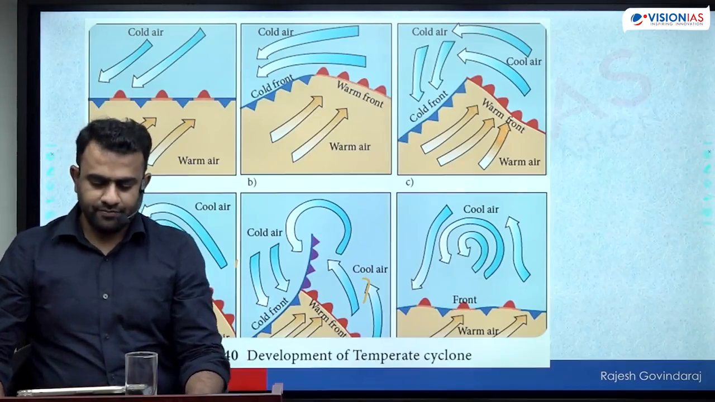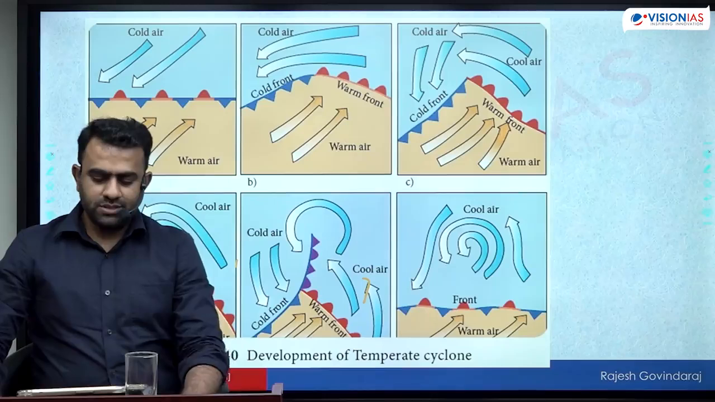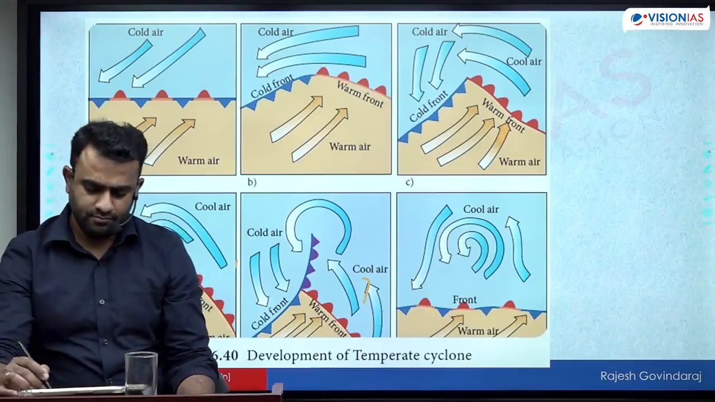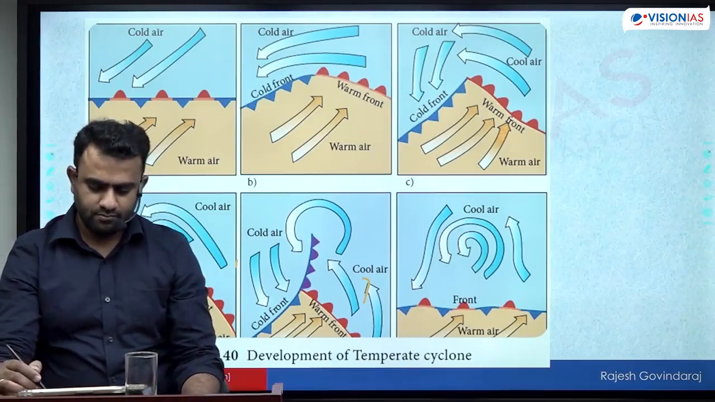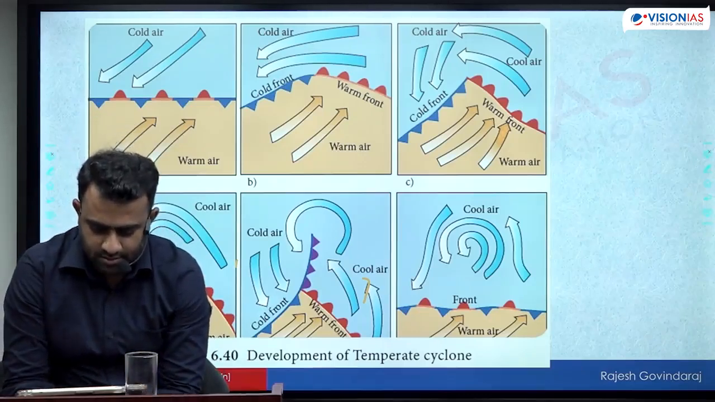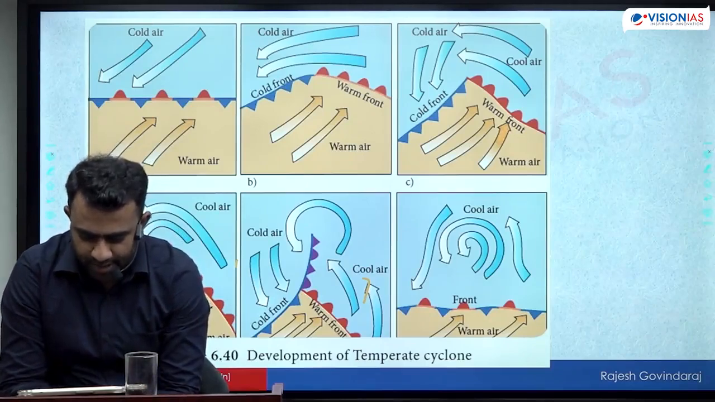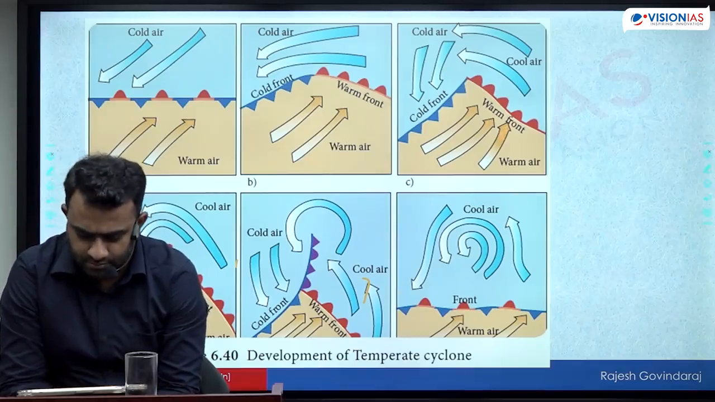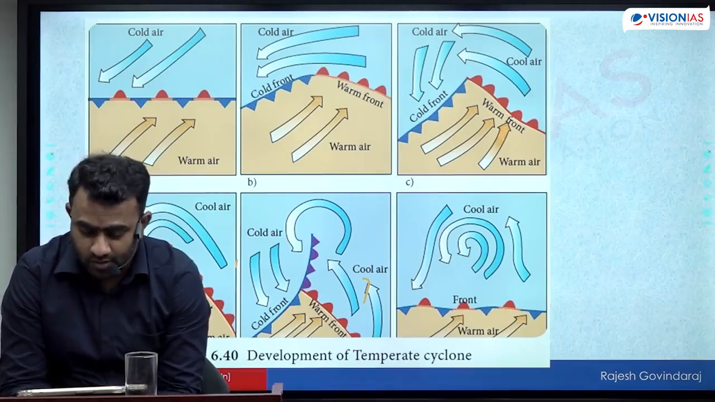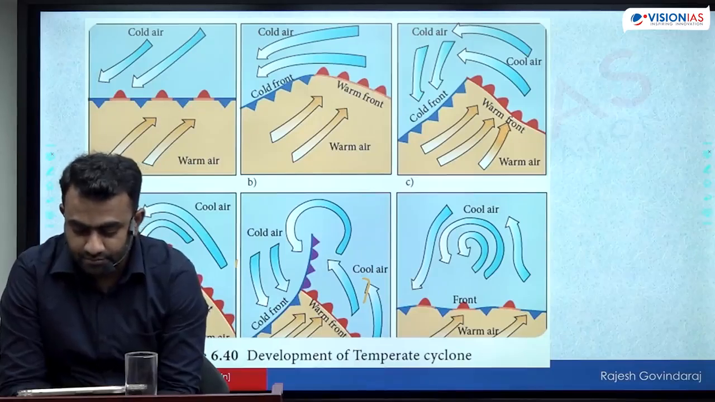Next point. Occlusion starts with warm air rising completely over cold air, and the cold front completely overtaking the warm front.